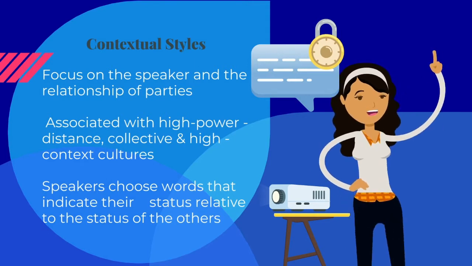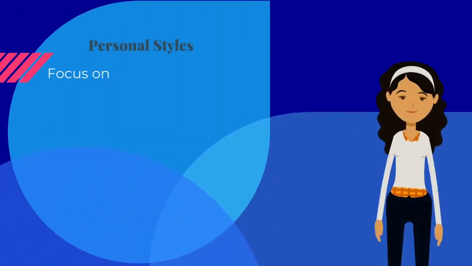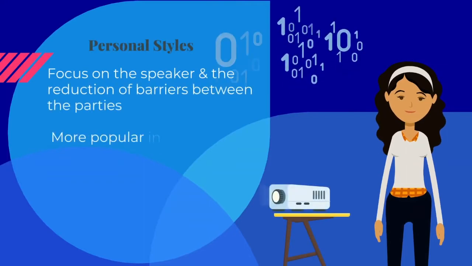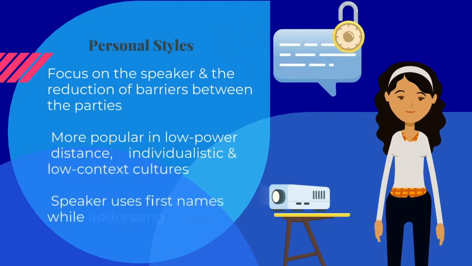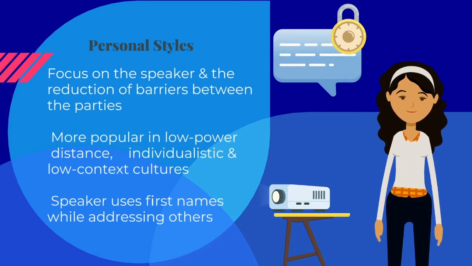A personal style focuses on reducing the barrier between the parties, like in the United States, Australia, and Canada. For example, in the United States, it is common to call one by first name and address others informally and directly.